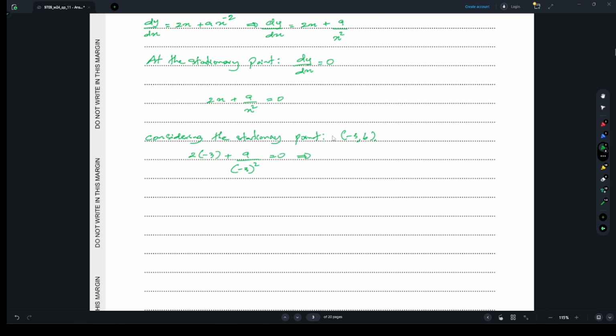So from this one, let's say, cross multiply. So you have minus 6, 2 times minus 3 is minus 6, and then 9. So you can multiply all by 9. So minus 6 times 9 is minus 54. And then here plus a equals 0 times 9, which is 0. So therefore you can find a is 54.